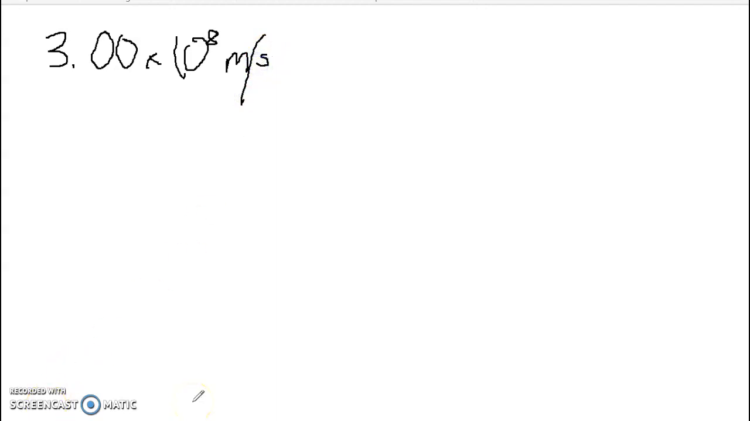Hey everyone, so I want to take a moment to share with you how to convert between scientific notation and real numbers. So we're going to start with this example of the speed of light, 3.00 times 10 raised to the 8th meters per second. Alright, so we are starting in scientific notation and we're going to go to a real number.